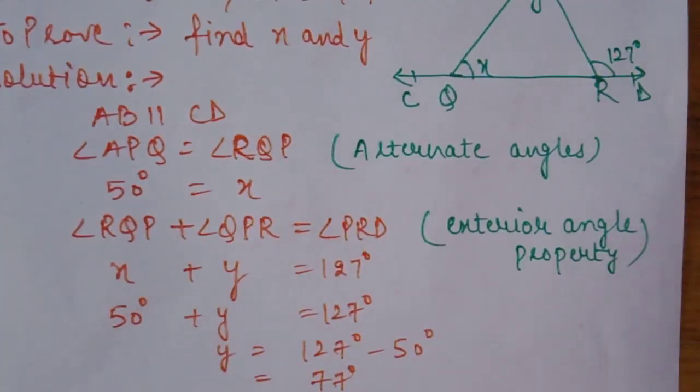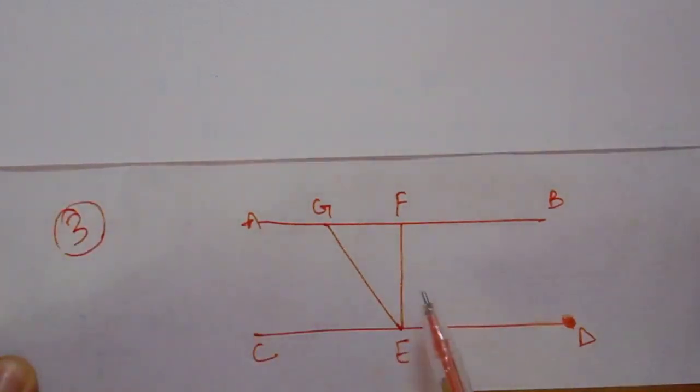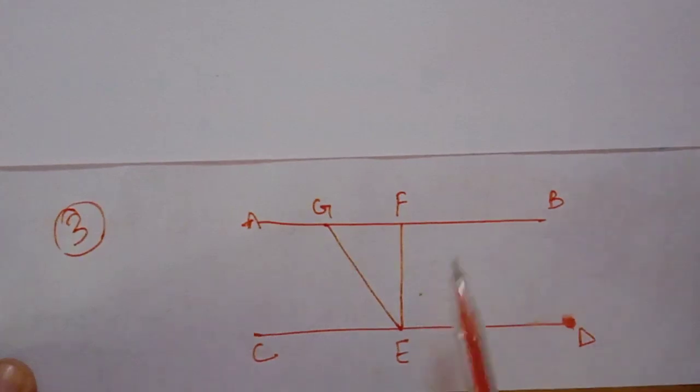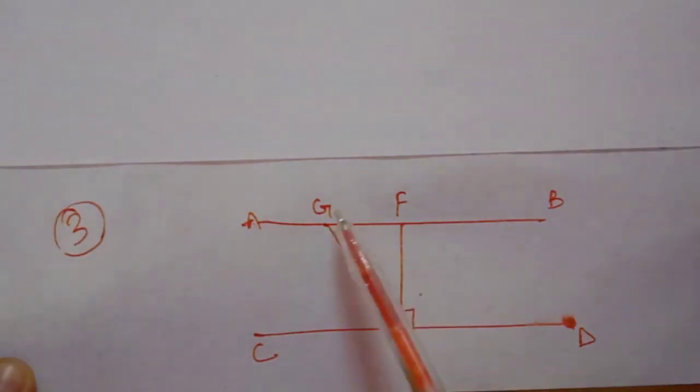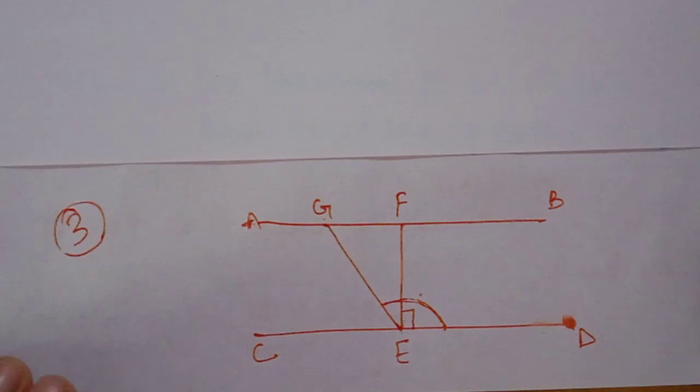Now your question number 3. So students, in question number 3, this is your diagram. Now I am only giving you a hint and then you will solve it. Lines AB and CD are parallel to each other. EF is perpendicular to CD, so it is a 90 degree angle, and angle GED is 126 degrees. And we have to find 3 different angles.